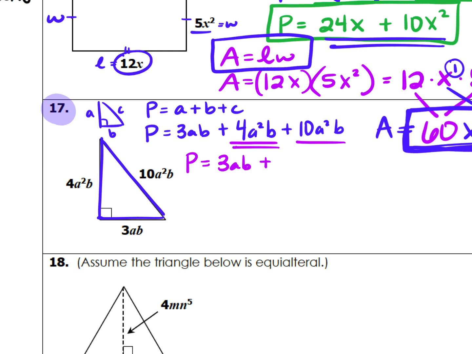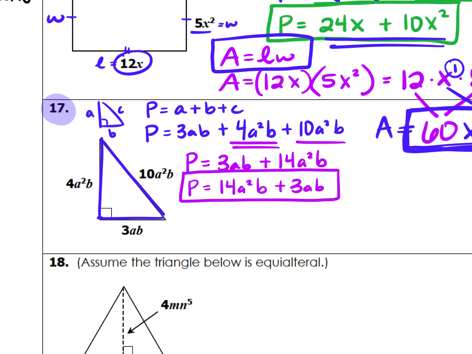Now this is 4A squared B plus 10A squared B. So we're going to be adding 14A squared B. And technically, the preferred way to write this would be with the bigger exponents first. So 14A squared B plus 3AB.